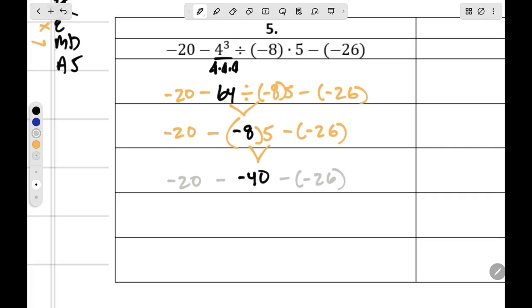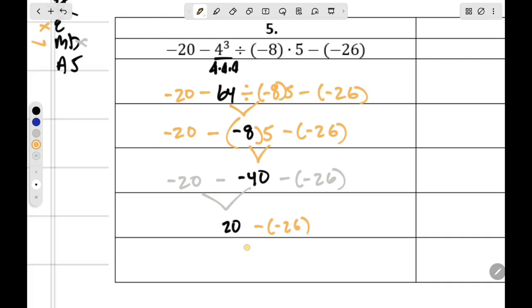Now all my multiplication and division, we're done with that. Now we have addition and subtraction. We go from left to right. The first operation I have is subtraction. That's negative 20 minus negative 40. Well, you're saying put them together and then you get 20. I know what you're talking about. I have to teach you that. All right? Y'all probably already knew it, though. And we got minus negative 26 here.